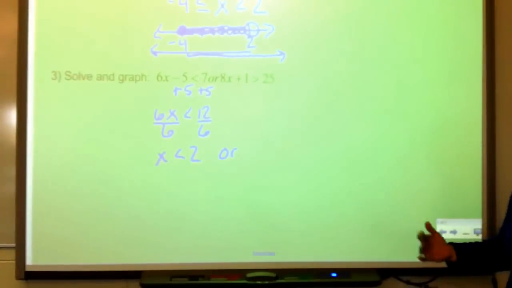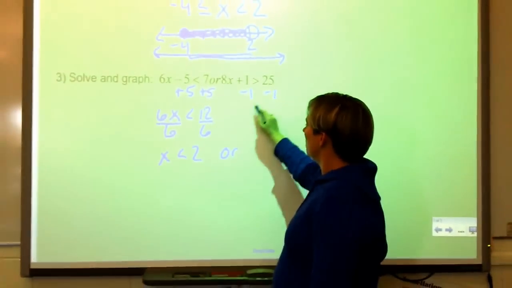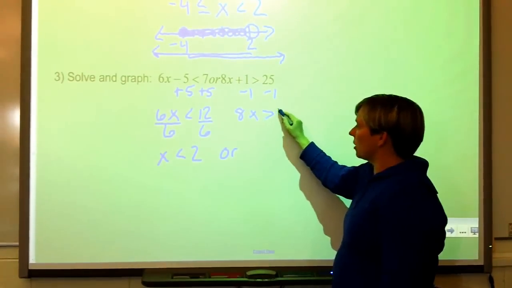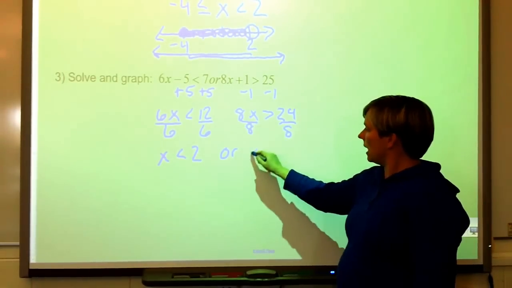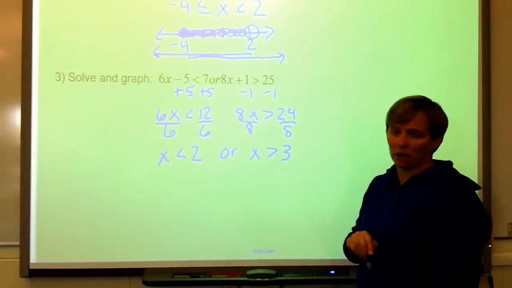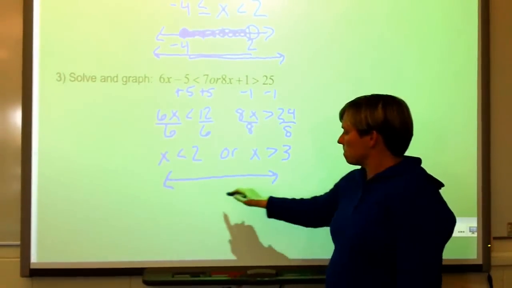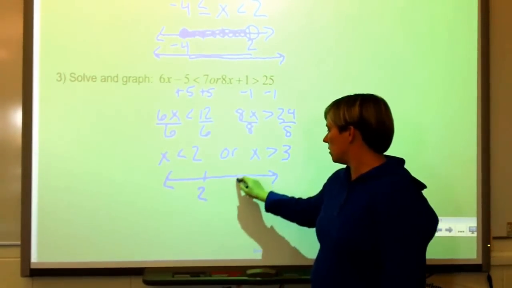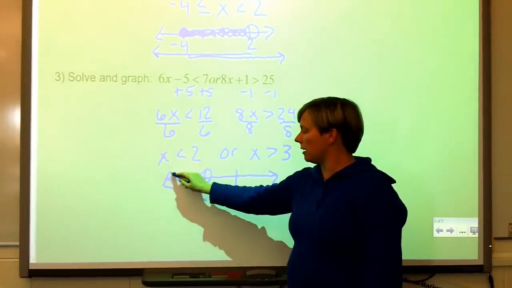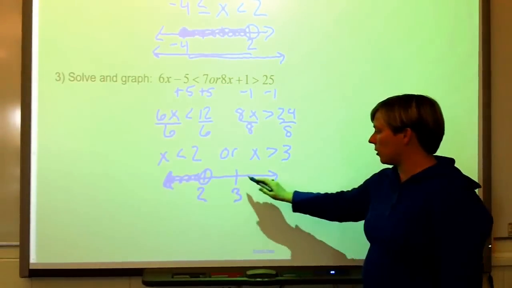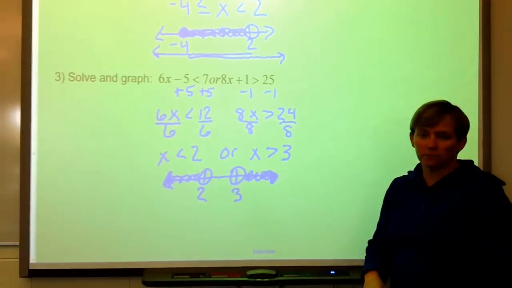Then I'm going to go and solve 8x plus 1. So I'm going to subtract 1. So I get 8x is greater than 24. Divide by 8, and I get x is greater than 3. Graphing this inequality, 2 would be here, 3 would be here. I want less than 2, so everything going this way, or I want to be greater than 3, so open circle again, and I want everything greater than.